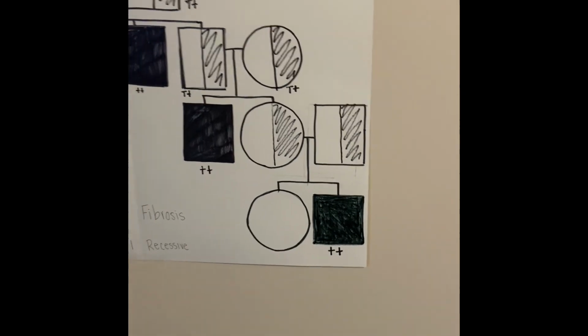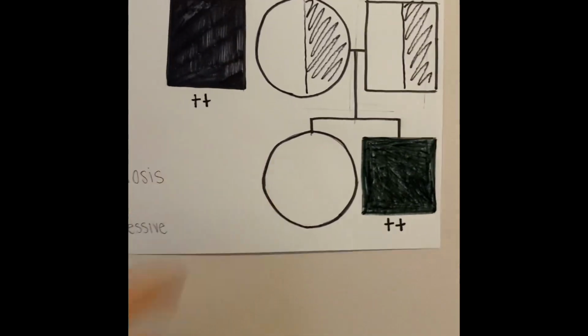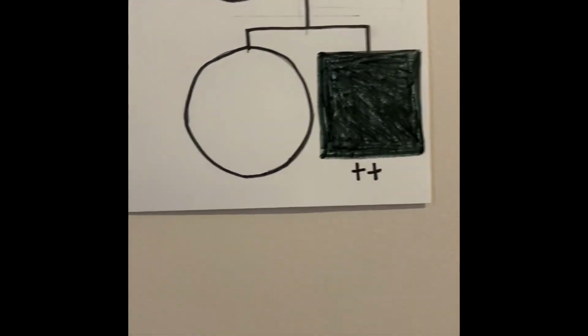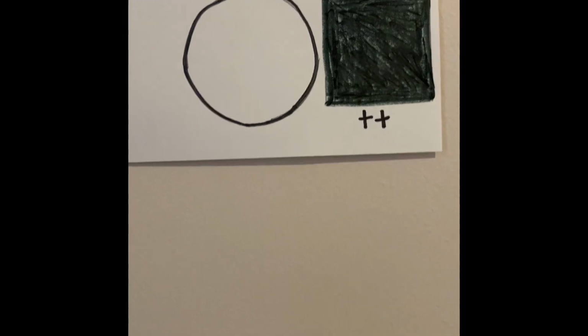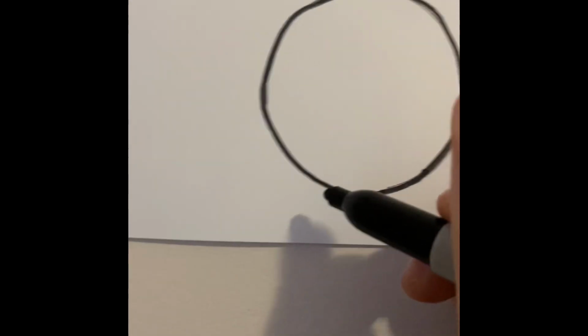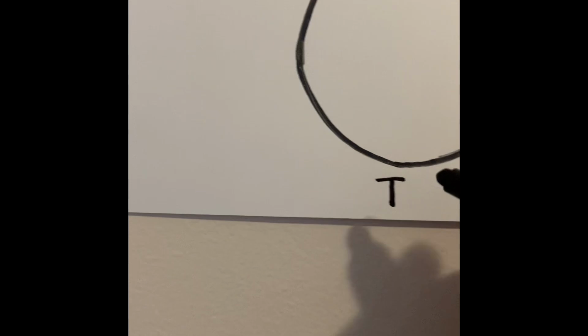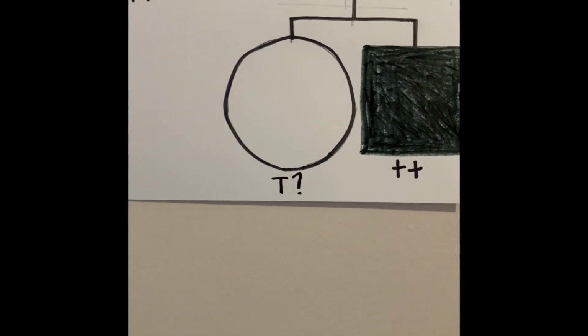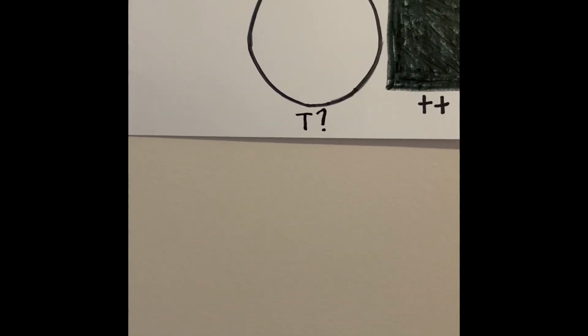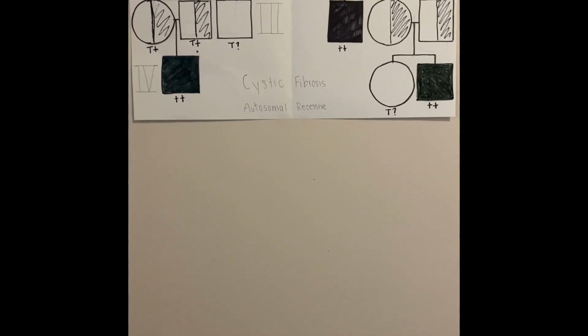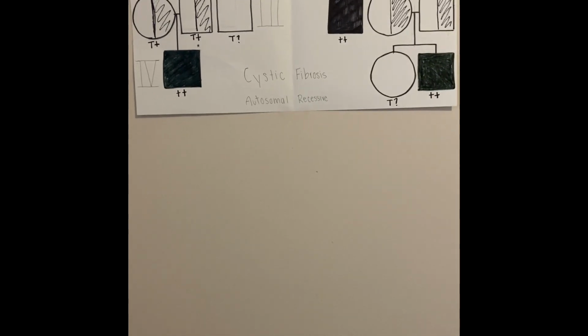And again, since it starts over with every single pregnancy, we can't for sure say this circled daughter has the gene or doesn't have the gene. We know she's not diseased. So again, we're gonna have to put the big T, and then we're gonna have to put the question mark because I cannot confidently say that it's big T or big T, little t. It could be either.